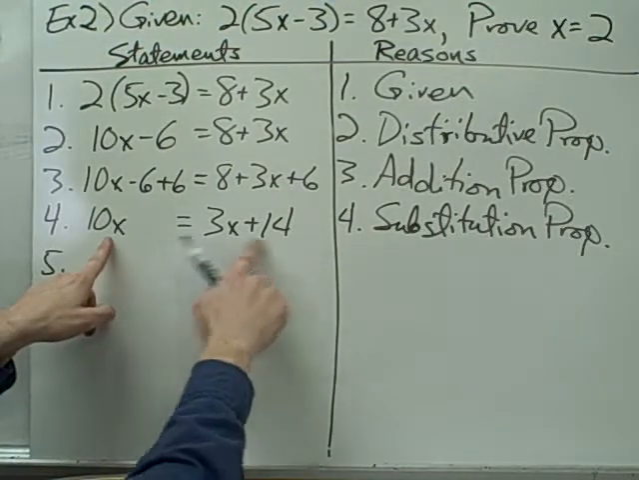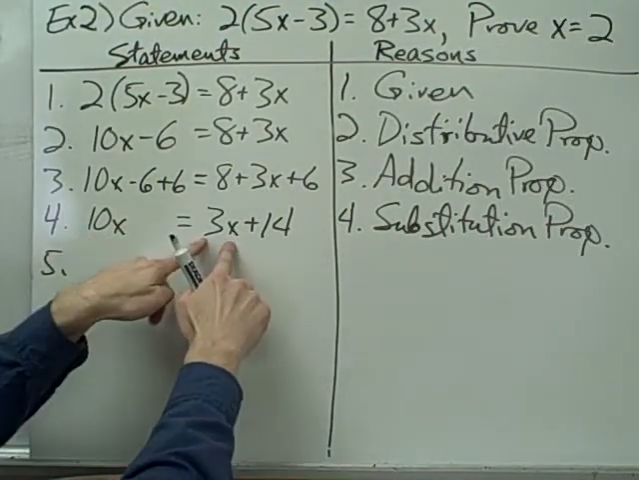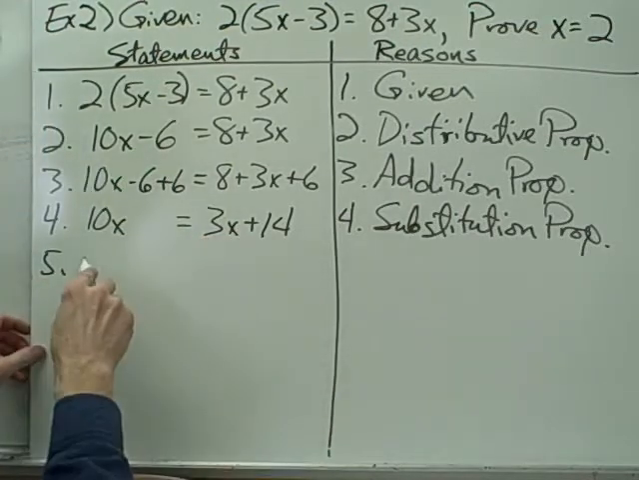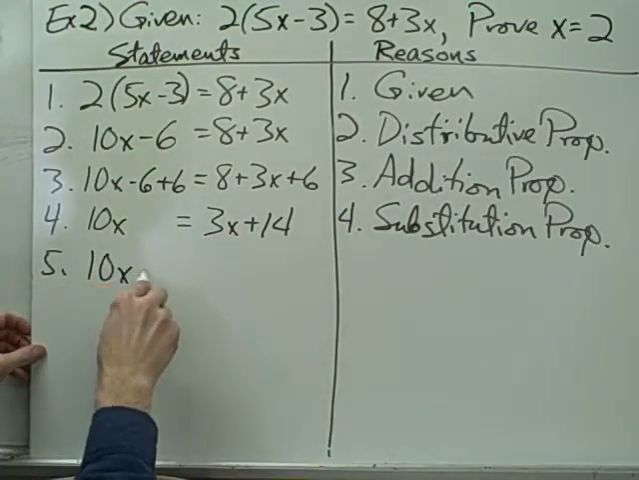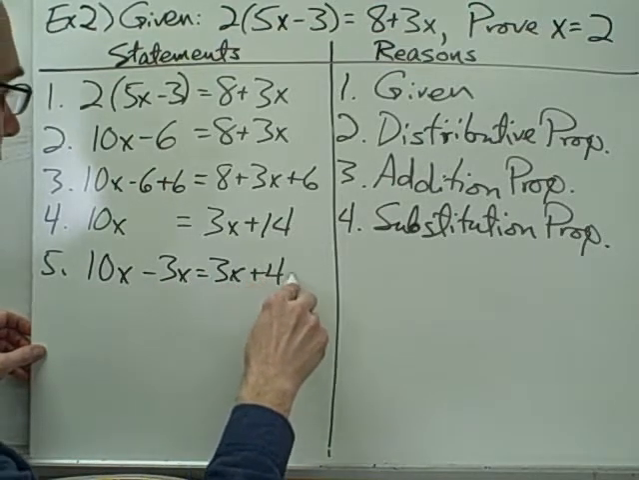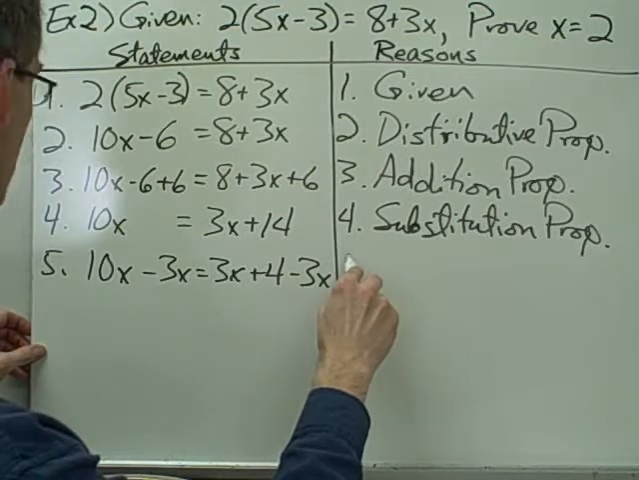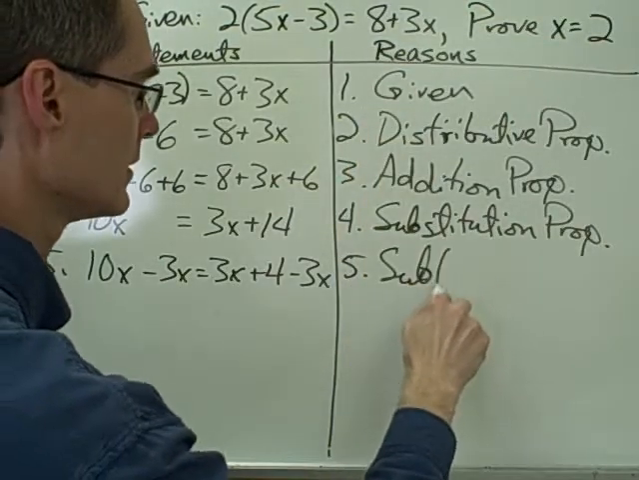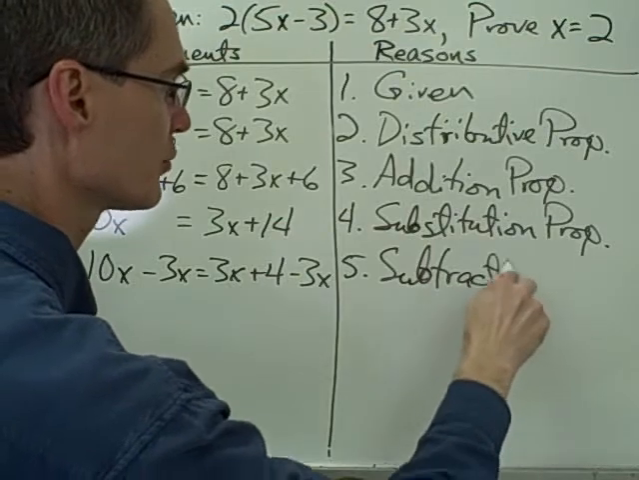And let's see, my next step here, I want to get all my x's together, so I'm going to subtract 3x from each side of my equation. So subtract 3x from this side, 3x plus 4, subtract 3x from this side. And my reason for doing that is that's the subtraction property.